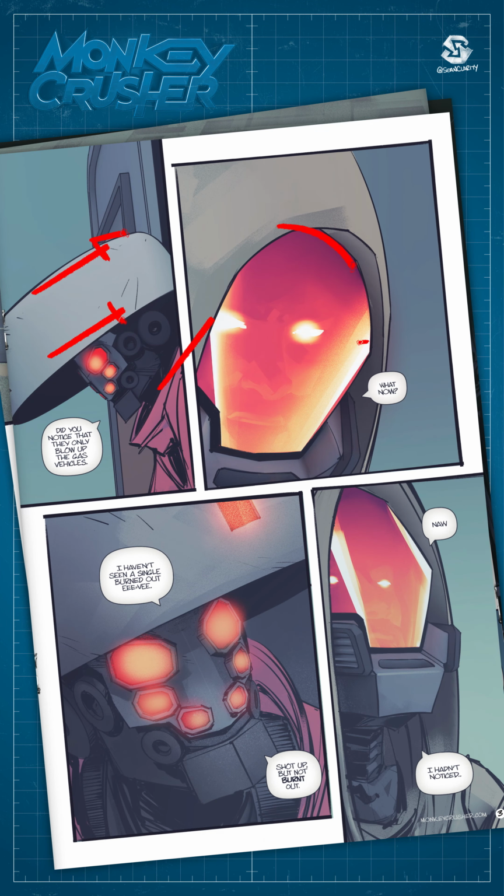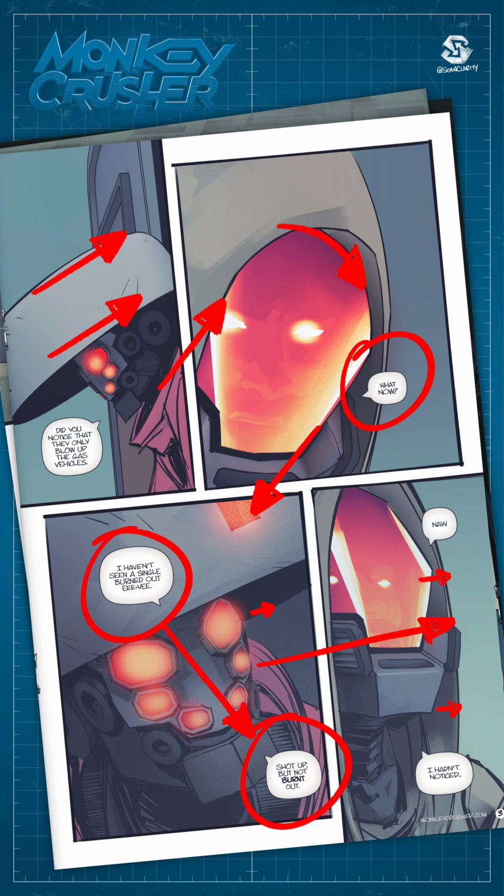Page 3 is a really simple Z pattern. All of the major shapes and the directions that the characters are facing reinforce this.